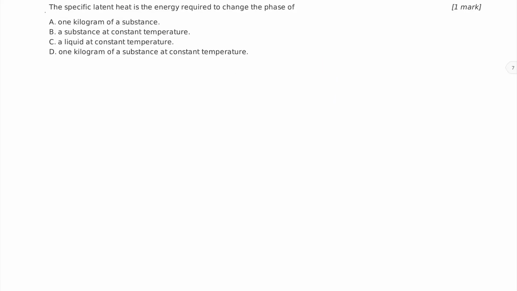The specific latent heat is the energy required to change the phase of 1 kilogram of a substance. Getting there. We do want to include 1 kilogram. A substance at a constant temperature. Getting there. We do want to include constant temperature. Don't really care about liquid because it hasn't said whether it's fusion or vaporization. So the answer is 1 kilogram of a substance at a constant temperature.